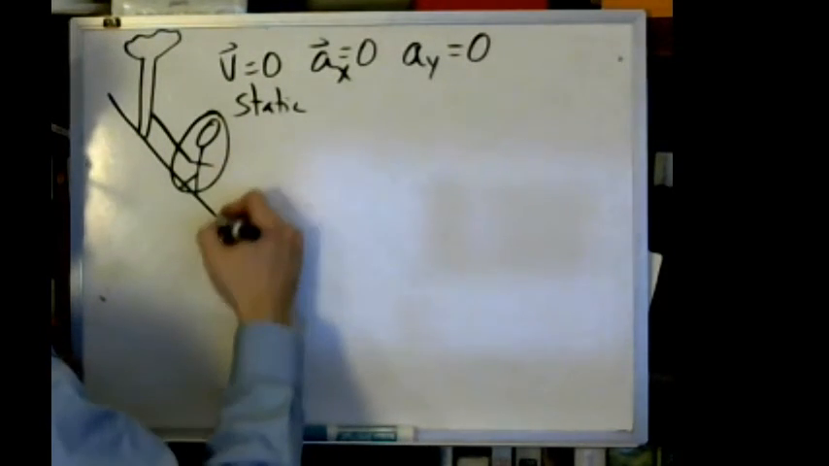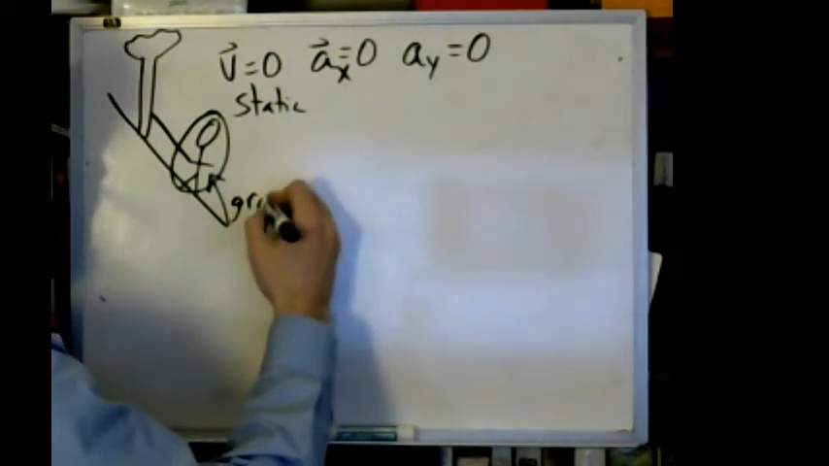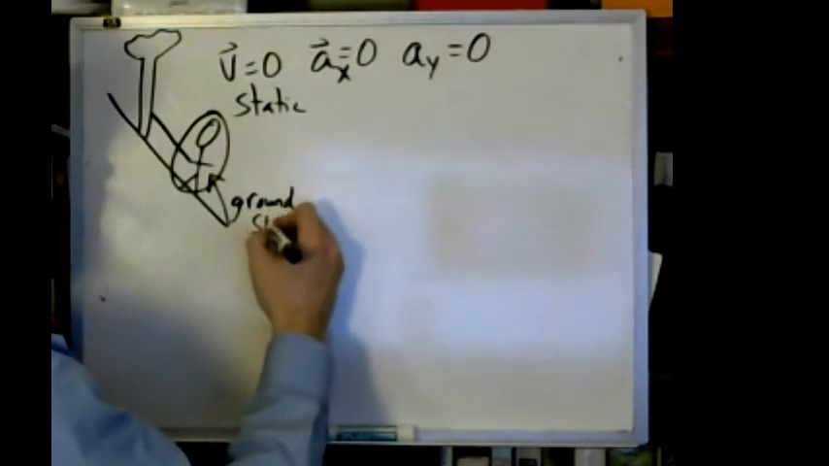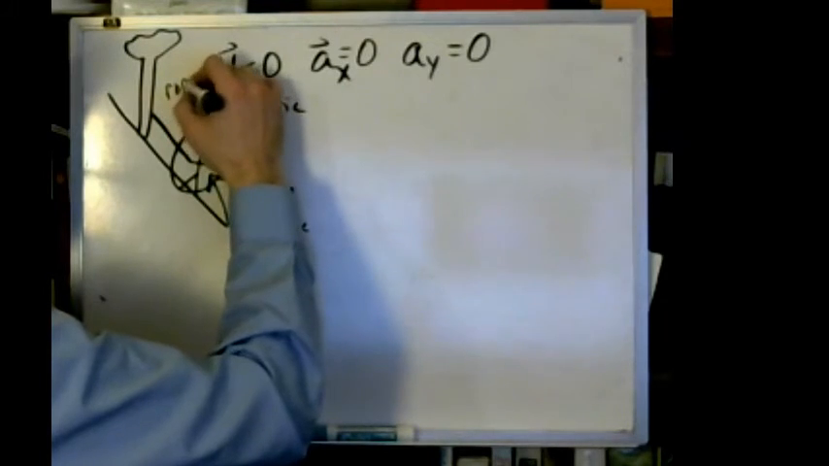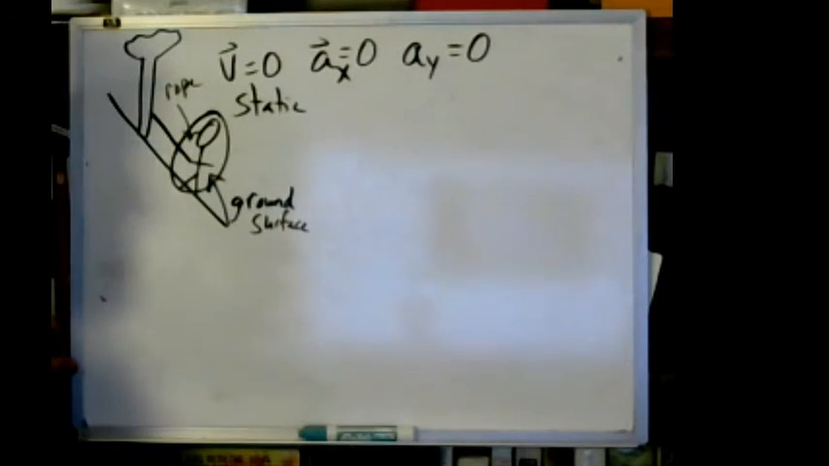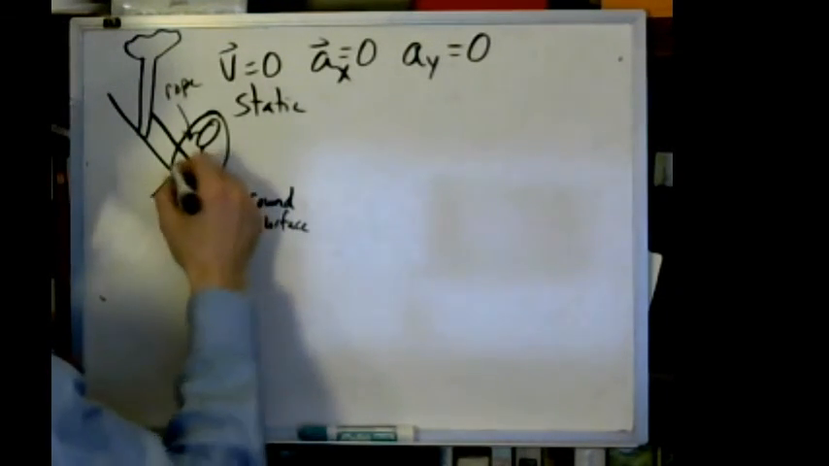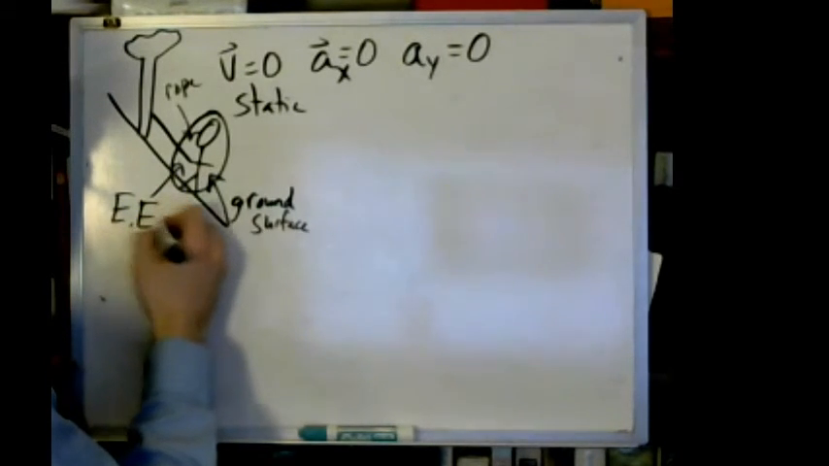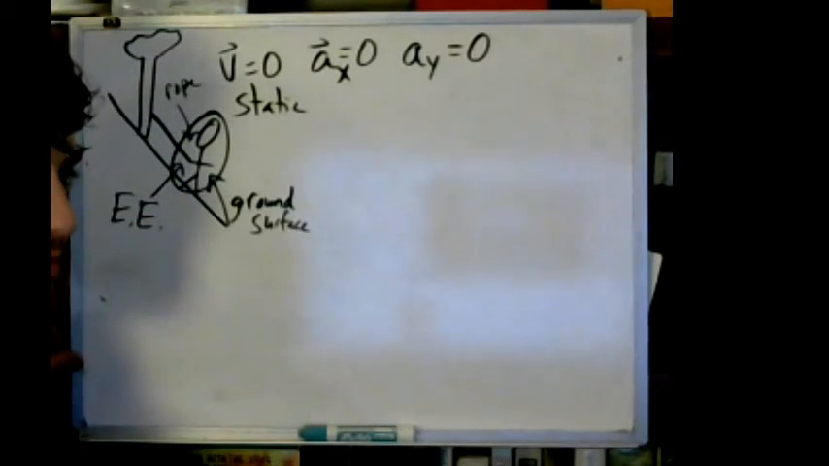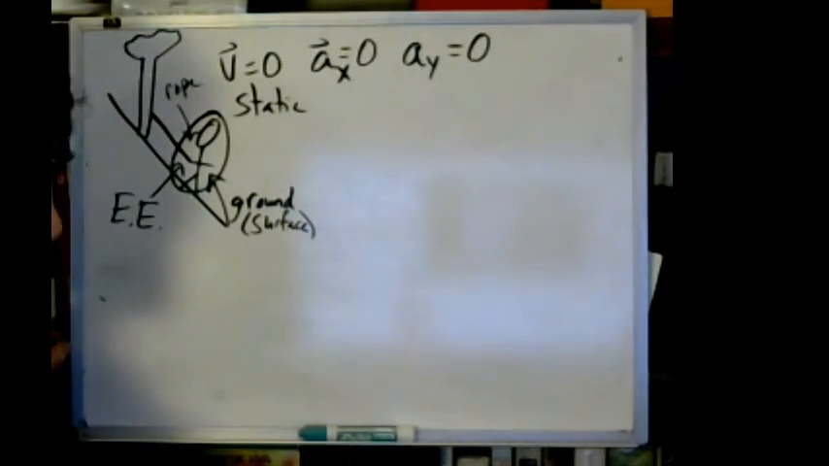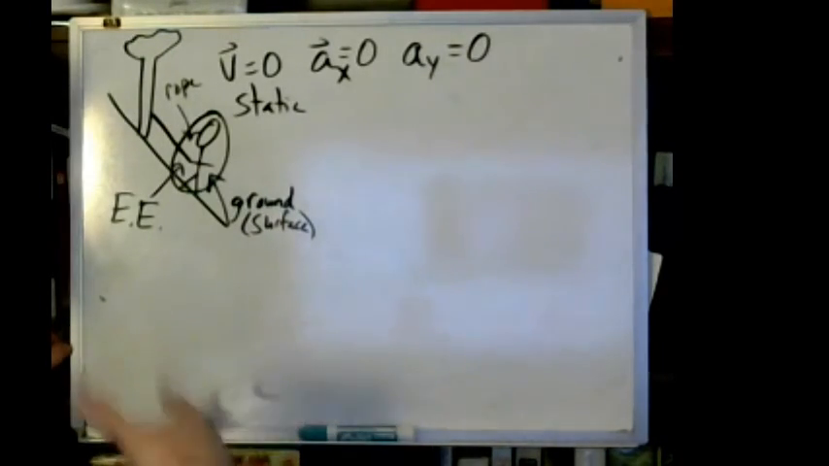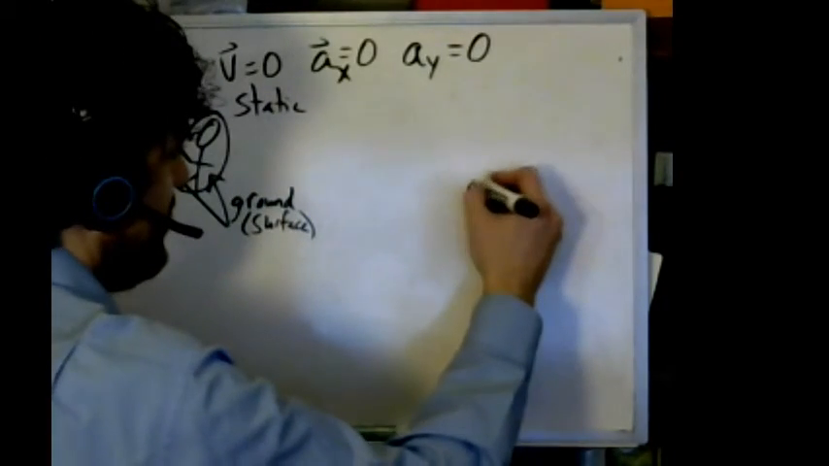Completing our system schema, we have the ground, which is our surface. We have this rope, which is providing a tension, and we have the entire Earth providing gravity. These are all of our things. We might have 4 forces. The ground will always exert the normal force because it's the surface. It might exert the frictional force.